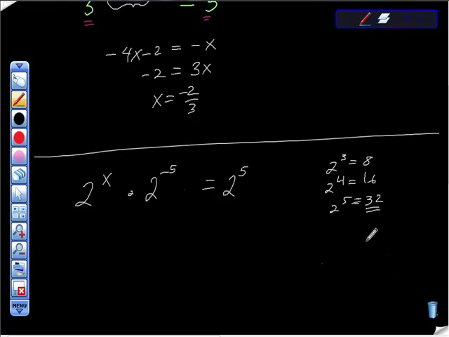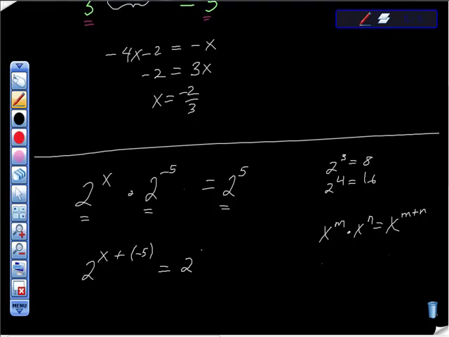Now what we want to talk about is another rule that we know about exponents, which is that x to the power of m times x to the power of n is equal to x to the m plus n power. I can hear you out there. So I'm going to do that. I checked to make sure the bases are the same. The bases on the left are the same, so I'm going to say 2 to the x plus, however, I'm going to have to add it to the negative 5, so plus negative 5 is equal to 2 to the fifth, right? Am I doing okay so far?